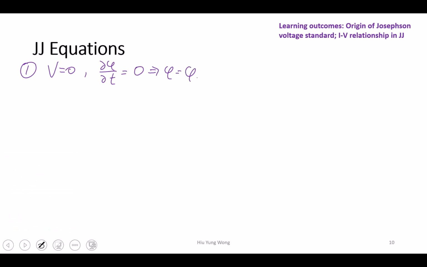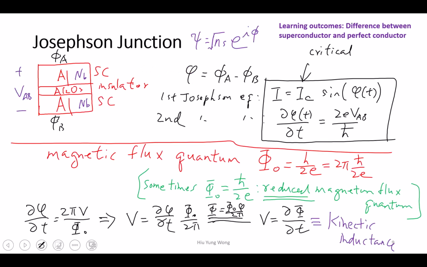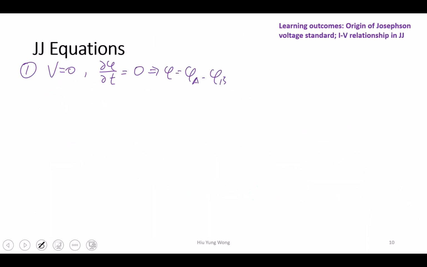Again, what is phi? phi is phi A minus phi B, right? The phase between the superconductors, let me show you again. This is phi A, this is phi B. They have a constant difference, okay? But then what is the current? The current is I equal to IC sine phi of t. But phi is a constant, right? So as time goes by, what happened to the current?